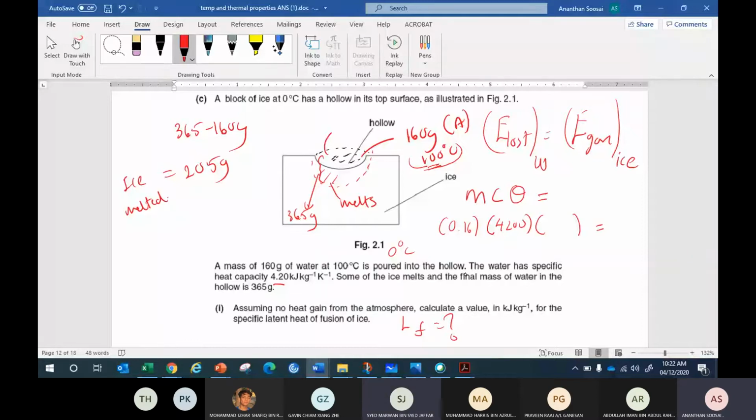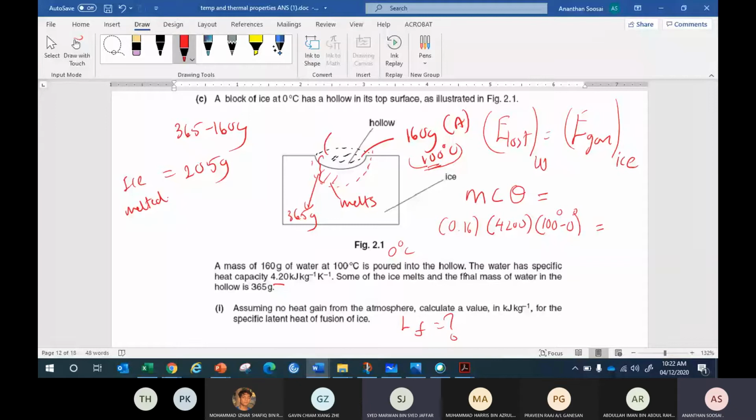Like in Antarctica, if you pour a little hot water on the ice, the hot water temperature will drop from 100 to 0, so the ice will melt. But finally, when thermal equilibrium is achieved, all will end up at 0 degrees Celsius. So what is the temperature change for the water here? 100 Kelvin, so it's 100 minus 0. This is the energy released by the water.